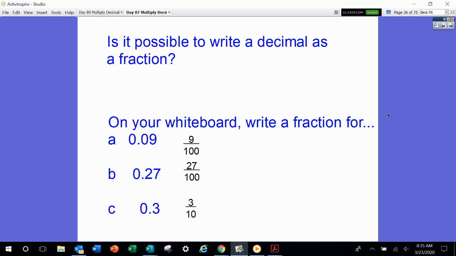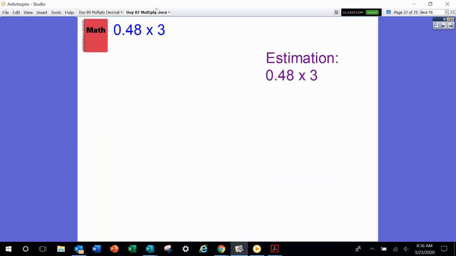Here we go. 9/100 is 9 over 100. 27/100 is 27 over 100. And this guy was 3/10. 3 over 10, also known as 3/10. Perfect. So we know we can write any decimal as a fraction. So we're going to go ahead and use that technique with solving this problem here.